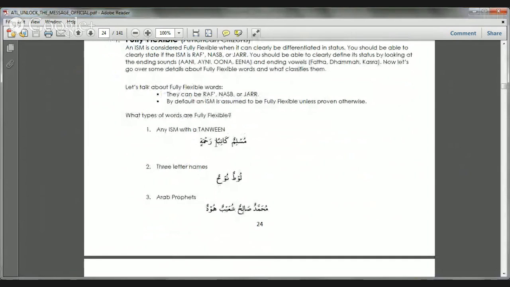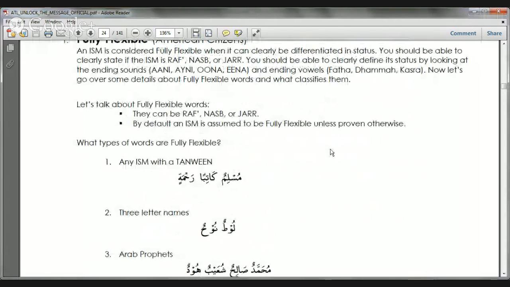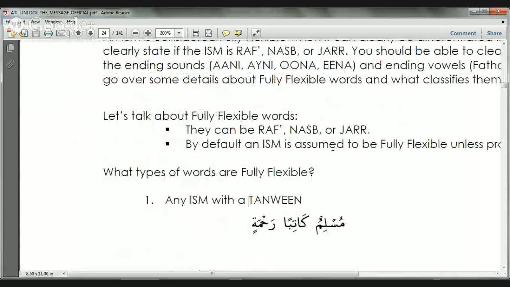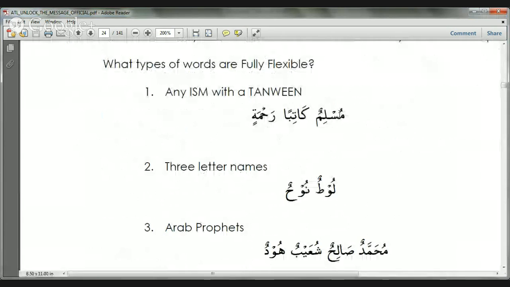Number one is any ism that has a tanween. It is considered what? Fully flexible. Muslimun, katibun, rahiman, salimin, imanun, mu'minan. An, in is considered a fully flexible ism. If it has tanween, it means that it can also get what? An, in. It can move around in its status.